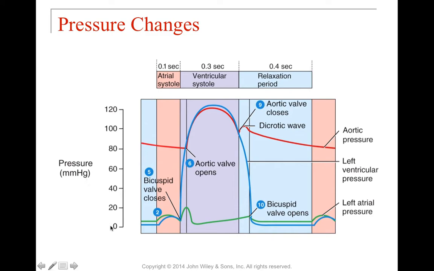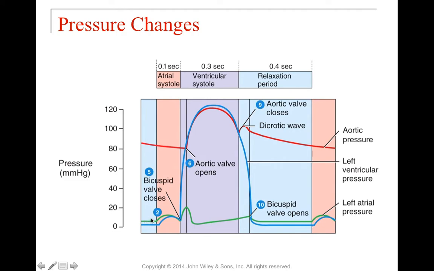Pressure is going to be depicted here, again, low to high. It's in millimeters of mercury, but basically what's going to happen is that initially we're going to have low pressure here in the left atria, right, and the aortic pressure is going to remain about the same during that time frame. So we have low pressure in the atria, also low pressure here in the ventricles.